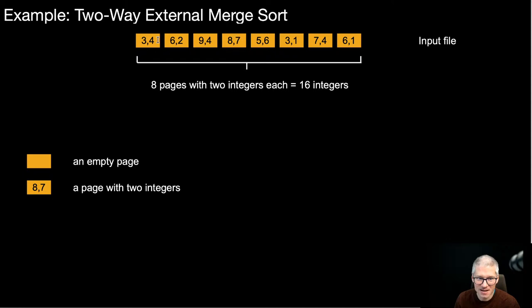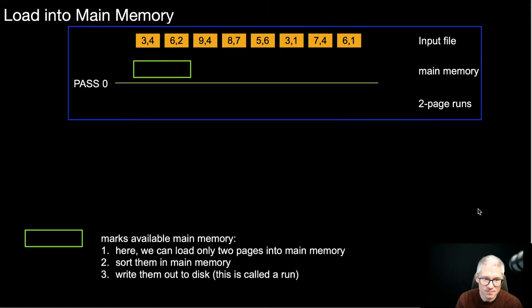So basically here on top, you see we have 8 pages, each having 2 integers, which means we have 16 values in total we will be sorting in the following. That is my scenario, but of course you have much larger files in practice, just for the sake of a simple explanation. And in order to process that data, I will need some main memory.